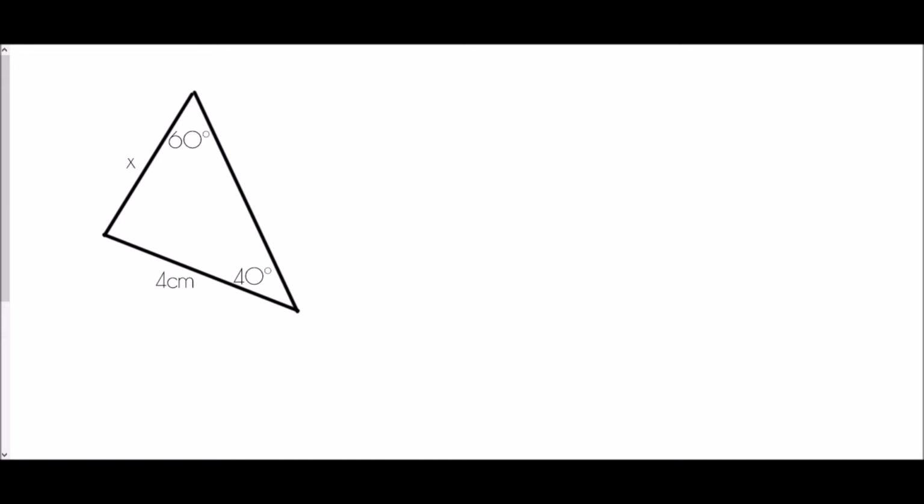And so the first thing we need to do here is just check, do we have a cross? Can we match one angle to the side opposite it, and another angle with the side opposite it? Well, in this case, I can match the 60 degree angle with the 4 centimetre side, and I can match the 40 degree angle with the side we know as x. And so that means we can use the sine rule.